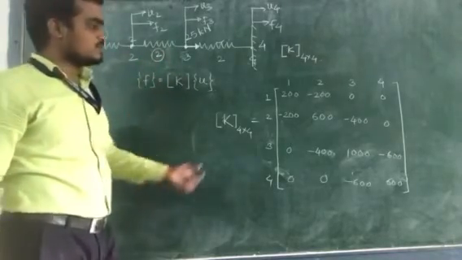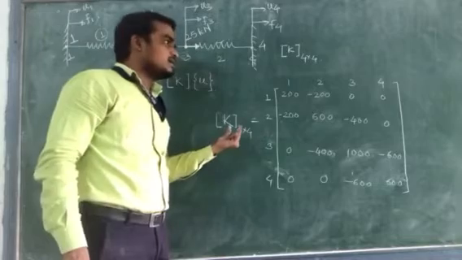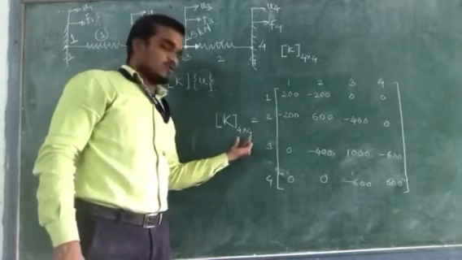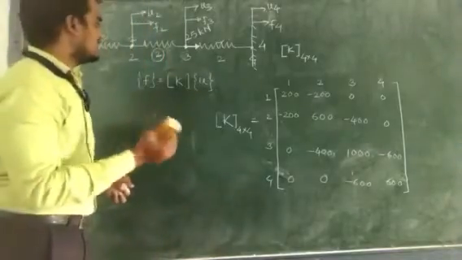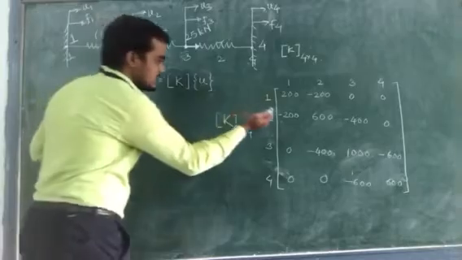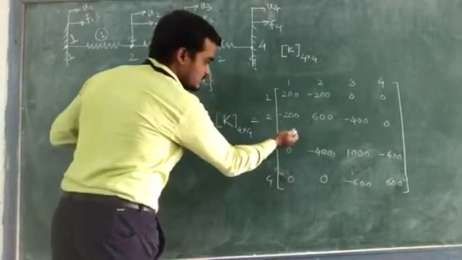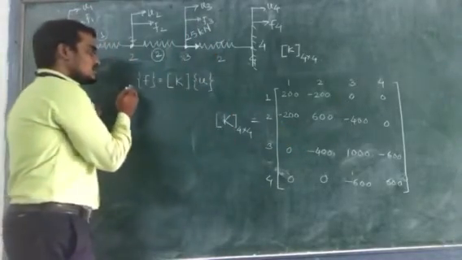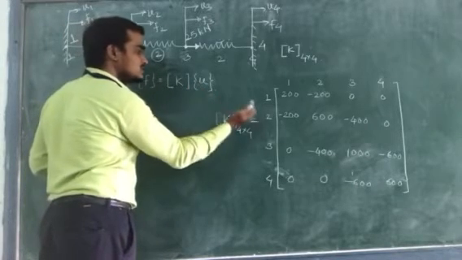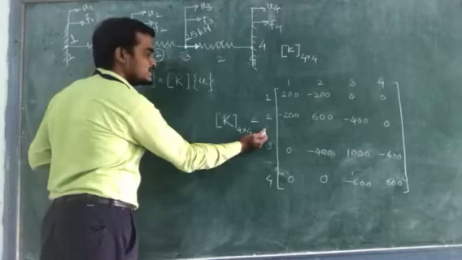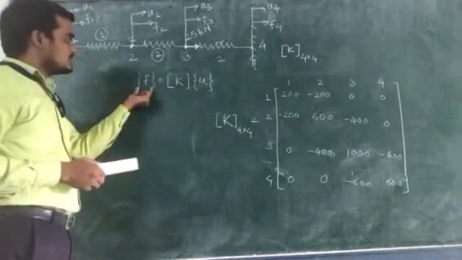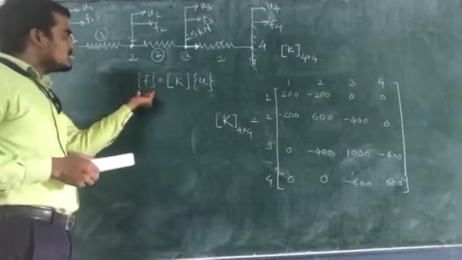Why? Because we are getting here the global stiffness matrix of the order of 4 by 4. So next step is what? Write down this. After getting the global stiffness matrix, write down the relationship between force vector and displacement vector for this global stiffness matrix. So in this way, for the force vector, how many nodal forces are there?